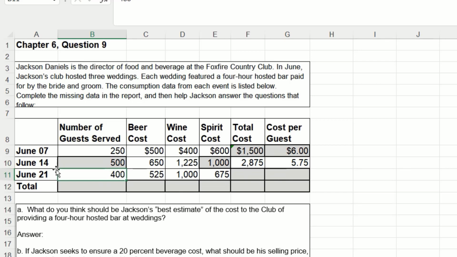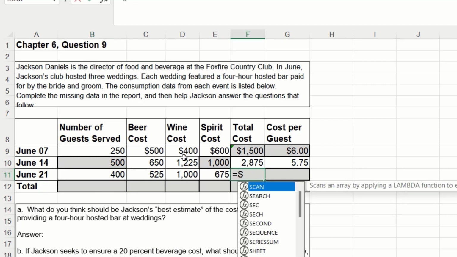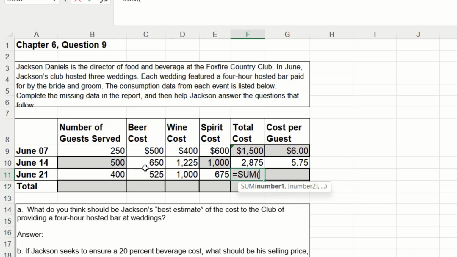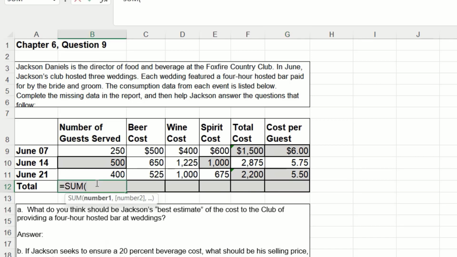All right, let's complete June 21st. Okay, our total spirit cost here, after serving 400 guests, we're going to add this up. It's at $2,200. And let's take our $2,200, divide that by 400. All right, so let's get our totals here. So we see we've got 3 different weddings with 3 different guest counts, pretty close on the cost per guest. So let's add this up.